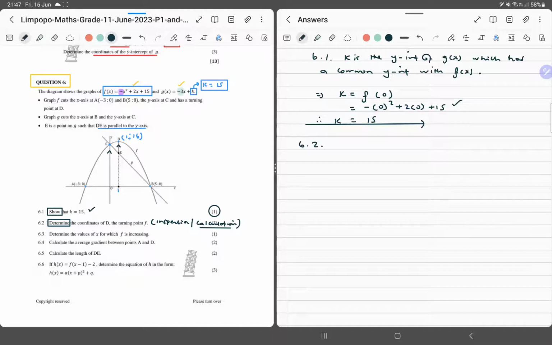We know that the x at D is going to be the average between those 2 points. It's going to be minus 3 plus 5 over 2. That would be the axis of symmetry. So this is now 2 divided by 2, which is 1. We can say now y at D is equal to f at 1.